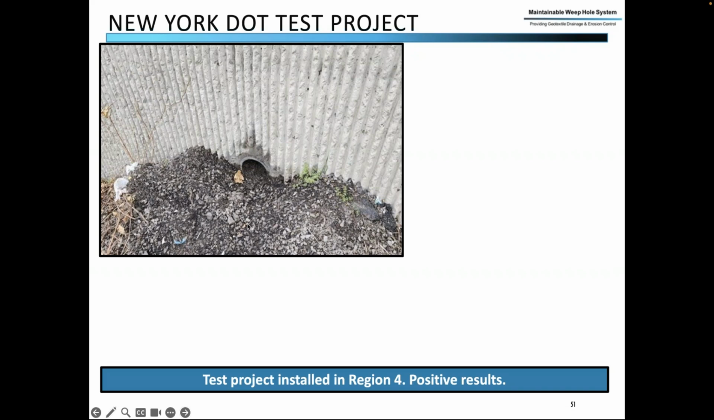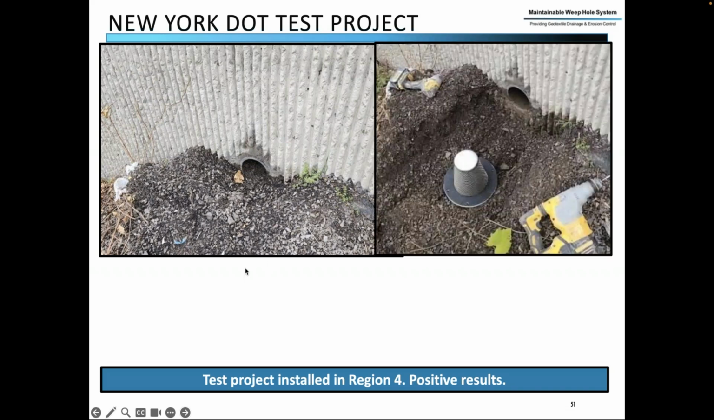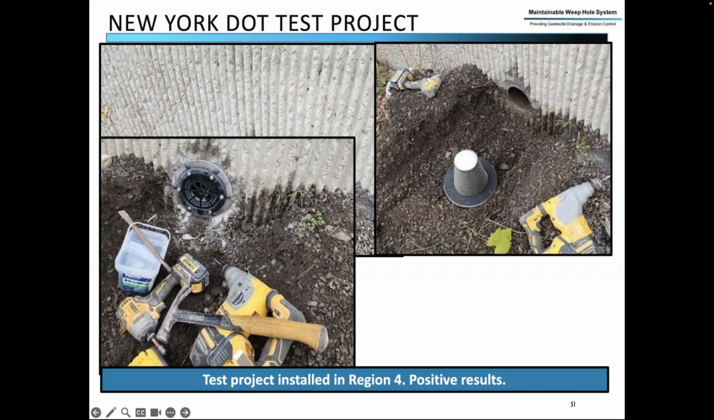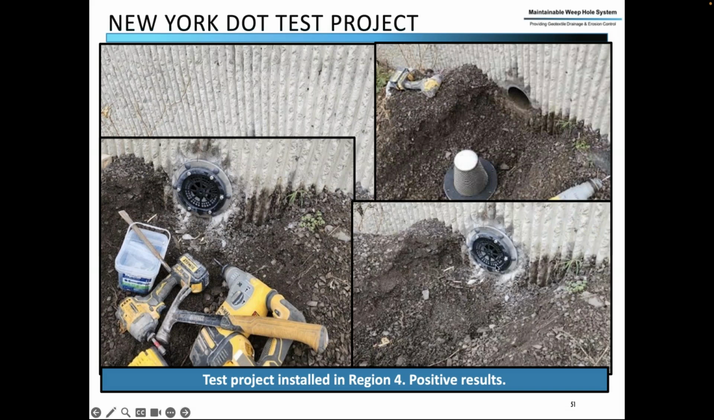New York DOT just finished a pilot last year where they put the units into a wall, and you'll notice the texture on the wall. There's a gasket on these units that needs to seal up against a wall. So they ground down a flat surface so that they could install the units, and now are considering using them in other projects.